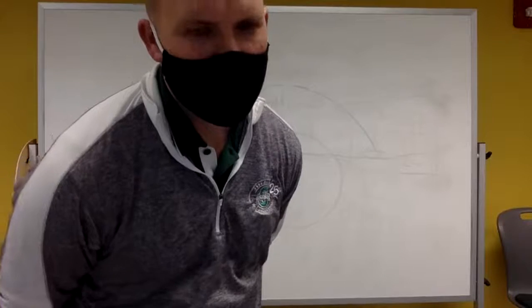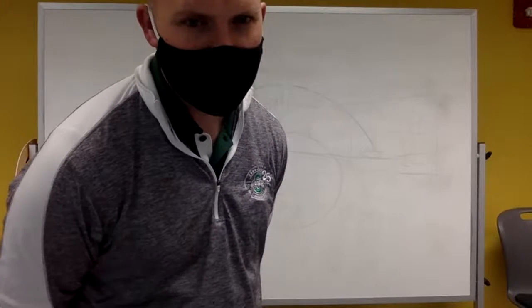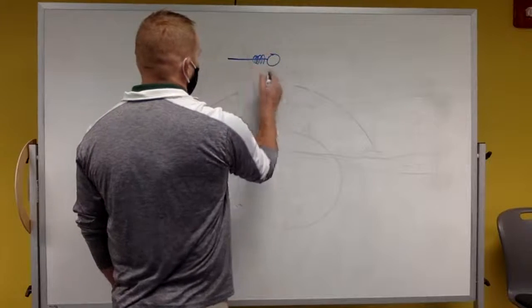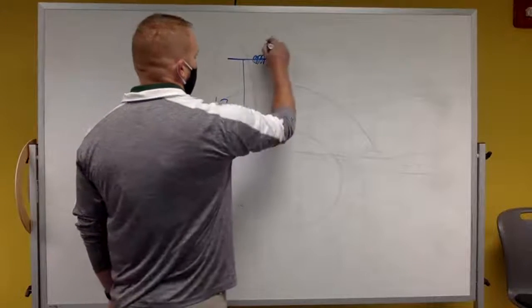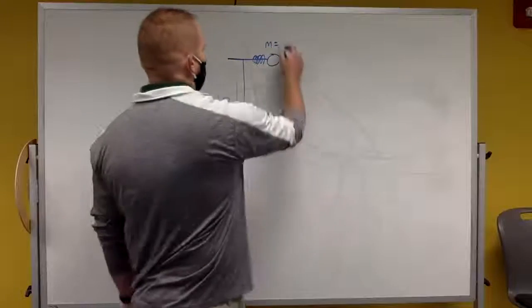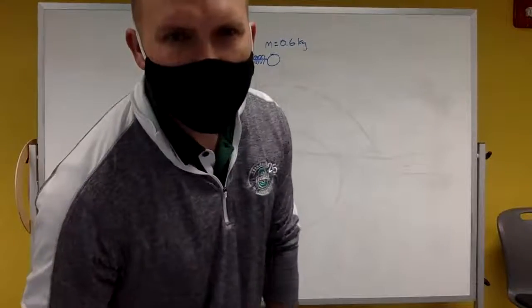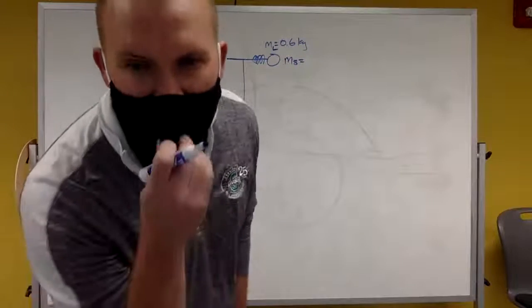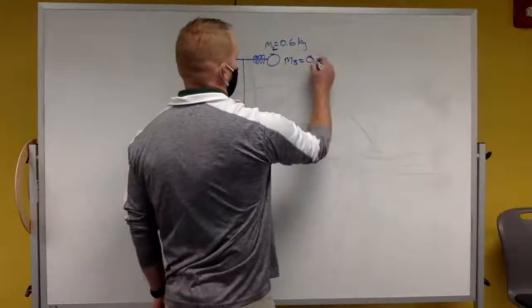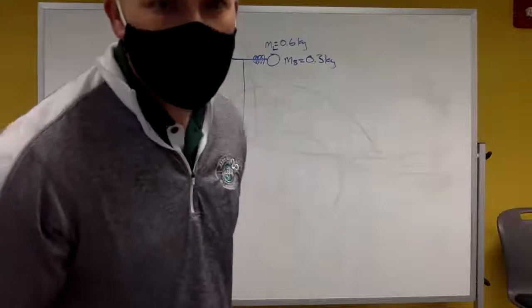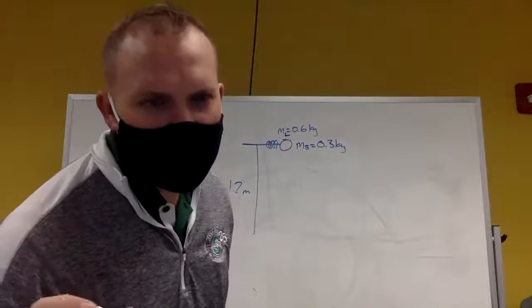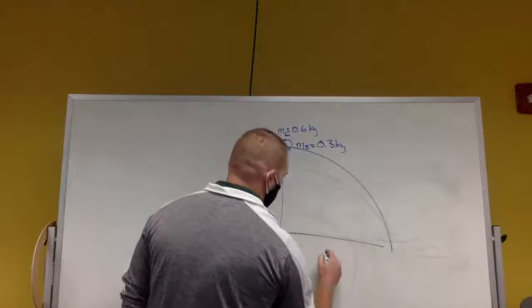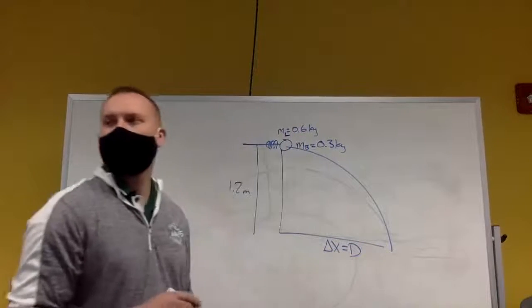A spring-loaded launcher has a mass of 0.6 kilograms and is placed on a platform 1.2 meters above the ground. Okay, so we have a ball, we have a spring, we have 1.2 meters, and the launcher is 0.6 kilograms. That's the mass of the launcher. The mass of the ball is 0.3 kilograms, so half the mass of the launcher. The launcher fires a 0.3 kilogram ball and it lands a distance d to the right of the platform. So it lands some distance d, right? We cool with that?